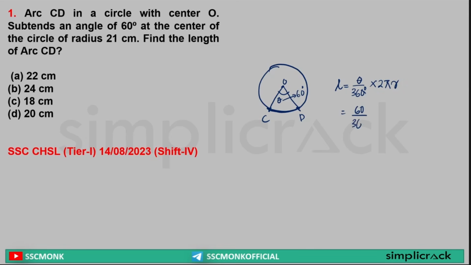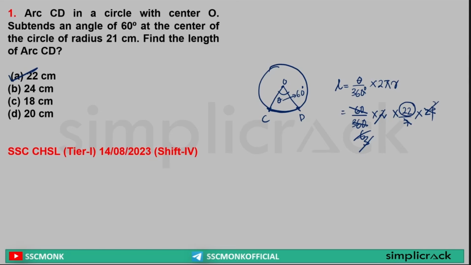Now what is theta? 60 degree. So 60 by 360 multiplied by 2 pi, pi means 22 by 7, that value, and r, that radius, is equal to 21. 7 3s are 21, 6 6s are 36, 2 3s are 6, 3 3 crossed out. So what is the length of the arc? 22 centimeter. Answer option A. Clear? So this question was asked in the 2023 CHSL exam, and these sorts of questions are being asked in various SSC exams as well.